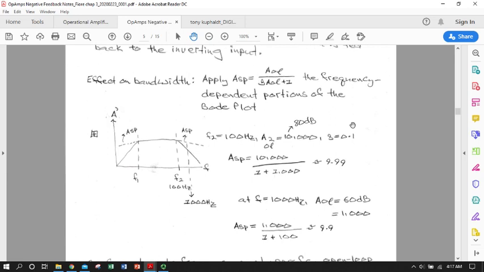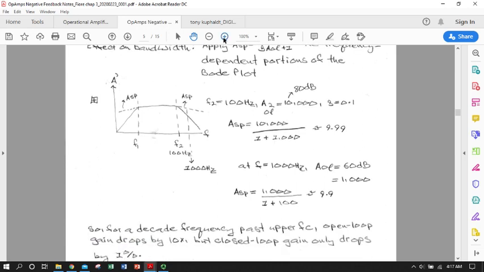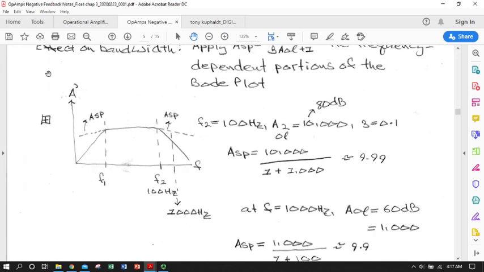Now we're going to dive into the effect that configuration of negative feedback has on bandwidth. So we're going to apply this ASP, or closed loop gain ratio, equals AOL over beta AOL plus 1 to the frequency dependent portions of the Bode plot. Up till now we've been working, whether we said it or not, in this midband region, and we'll zoom in a little bit here on our friend, the open loop gain versus frequency plot for a typical op amp.